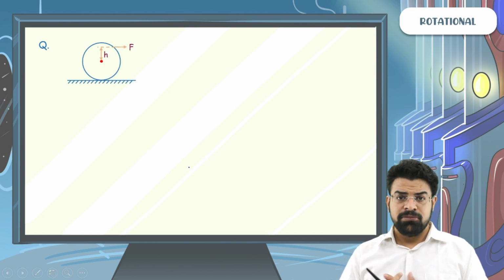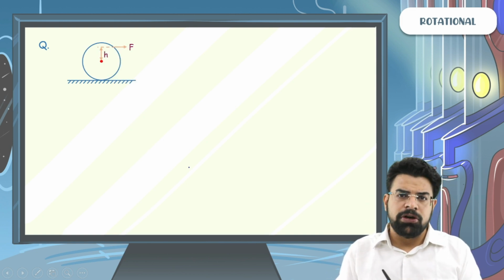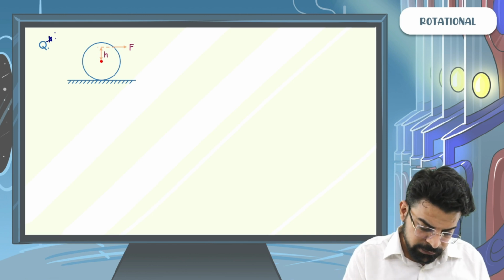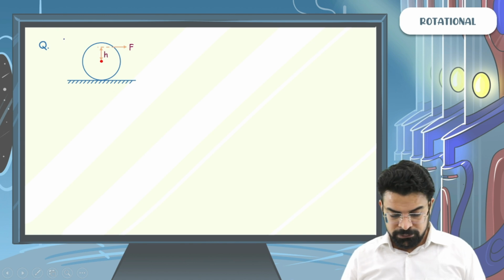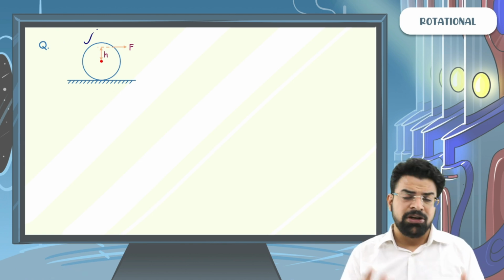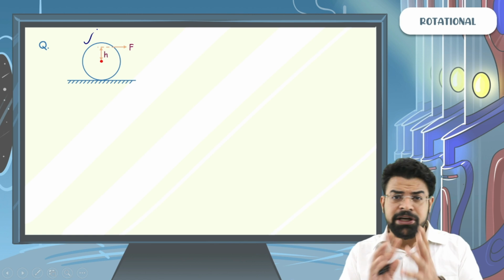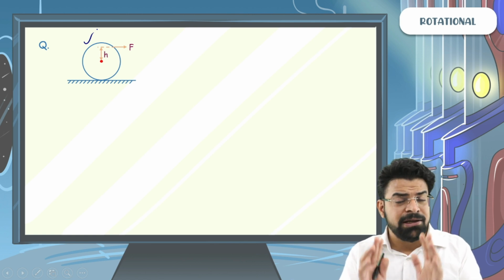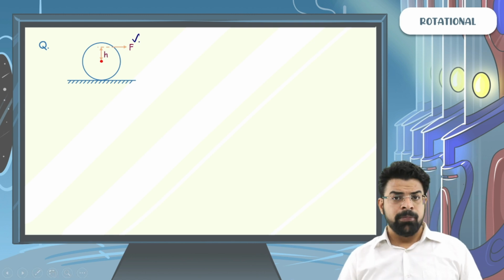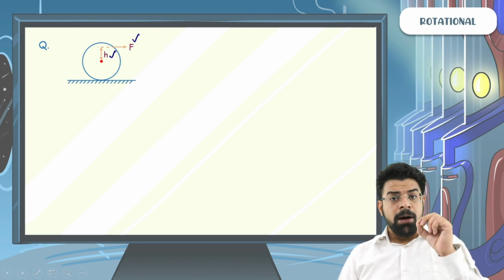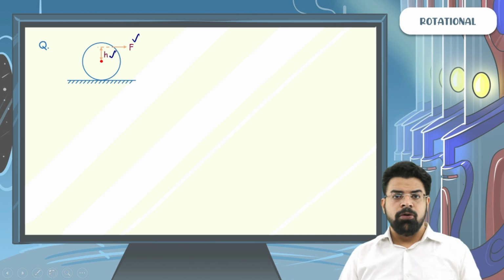So this, I will say, is one of the most important questions in rolling. So pay close attention to what we are doing here. The question is, there is a circular body. It can be a ring, disc, solid sphere, hollow sphere, can be anything. And we are applying a force F at a height h above the center of mass of the circular body.